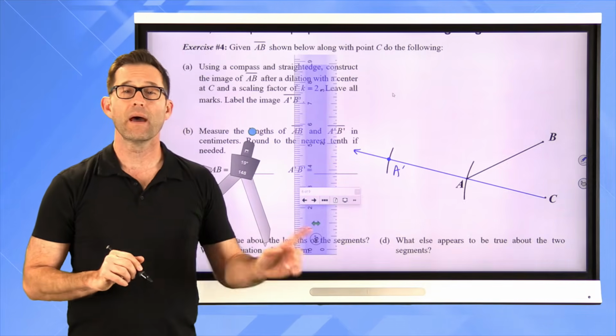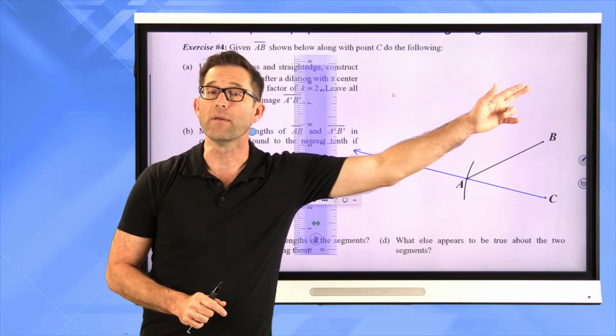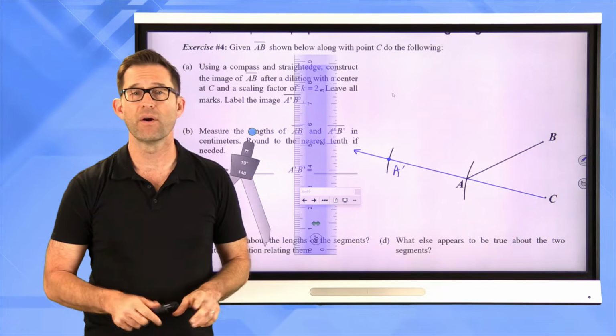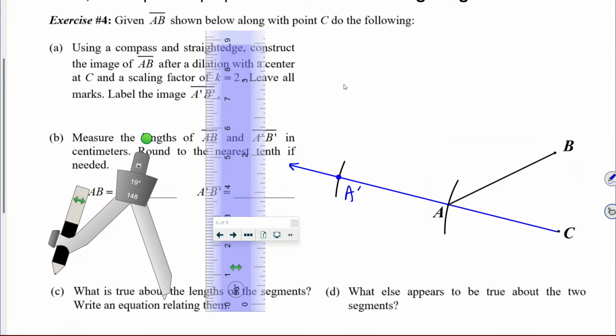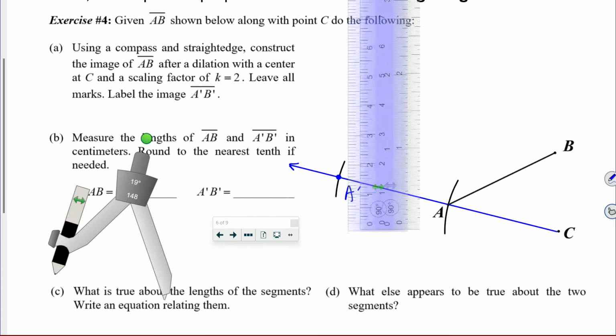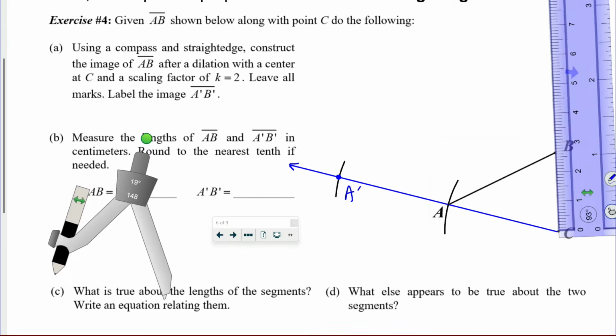Awesome. Now what I'd like you to do is pause the video and do the same and locate point B prime and then draw in segment A prime, B prime. Go ahead and do that. All right, let's do it. So we're going to move our straight edge over, rotate it just a little bit. There we go. Thank you.